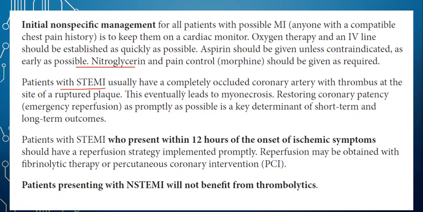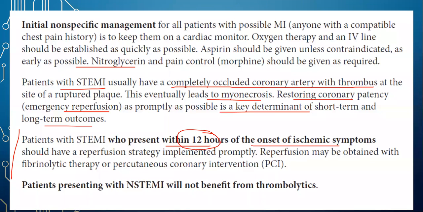A patient with ST elevated MI usually has a completely occluded coronary artery with thrombus. This eventually leads to myonecrosis. Restoring coronary patency, emergency reperfusion as promptly as possible, is a key determinant of short-term and long-term outcome. So this is the most important line. A patient with ST elevated MI who presents within 12 hours of onset of ischemic symptoms should have a reperfusion strategy. Either you go for percutaneous coronary intervention or you go for a thrombolytic drug, which is what we call fibrinolytic therapy. So any patient who presents to you within 12 hours of onset of symptoms, you can still consider doing PCI or fibrinolytic therapy.